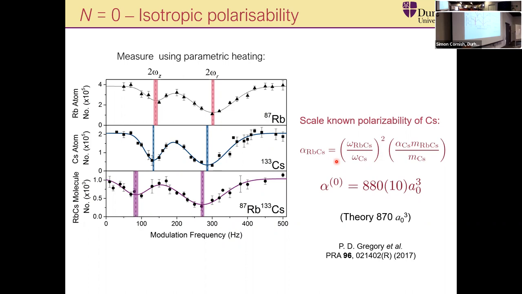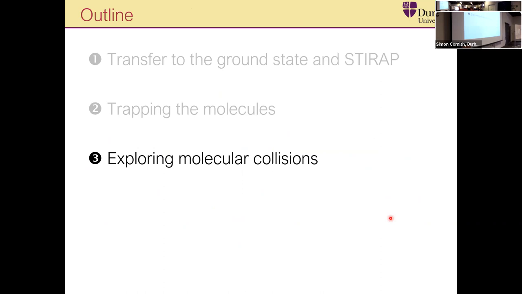And why is this a nice measurement? This is nice because you can put rubidium in the trap, same trap, and you can put cesium in the same trap. And we know the polarizability of these two. And then you put the molecules in the trap, and you measure these loss resonances in exactly the same way. And then you can back out the polarizability of the molecule just by the ratio of the frequencies and the known polarizabilities and masses of the atoms. So this is an intensity independent measurement. And when we do this, we get this number for the polarizability, and the theory that we had was bang on. Okay, so we agree very nicely with the isotropic polarizability. So we understand how to trap the molecule in the ground state, we know what it's doing. So let's look at some conditions for the density of the ground state.